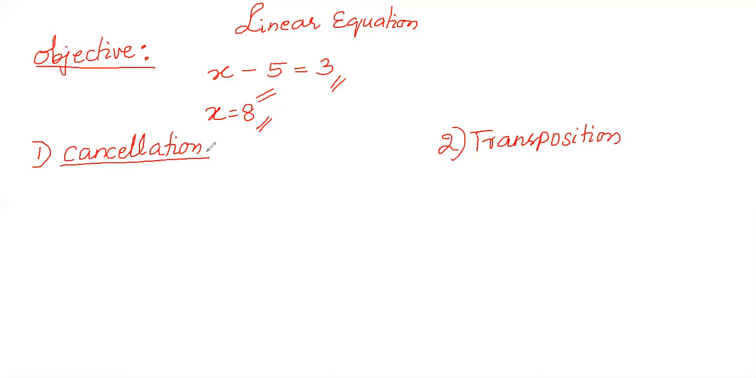If there is a subtraction, you have to add. If there is a multiplication, you have to divide. If there is a division, you have to multiply to cancel the variables or the numbers. I'll tell you here how you have to do it.